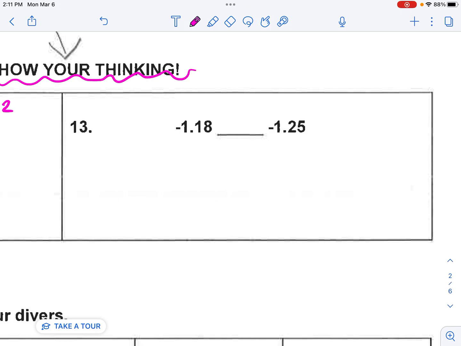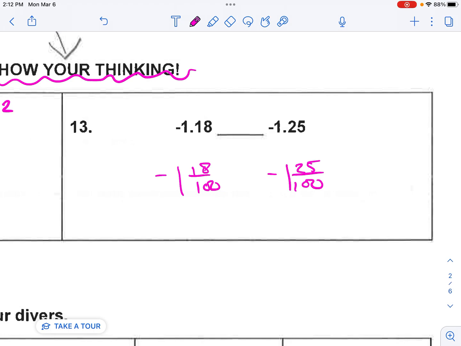Number 13, you can think about money, owing somebody $1.18, owing somebody $1.25, or you can turn them into fractions, -1 and 18/100, -1 and 25/100. The negative ones are the same.